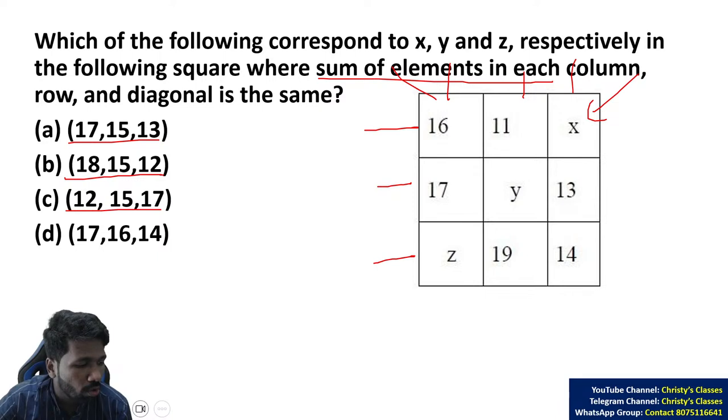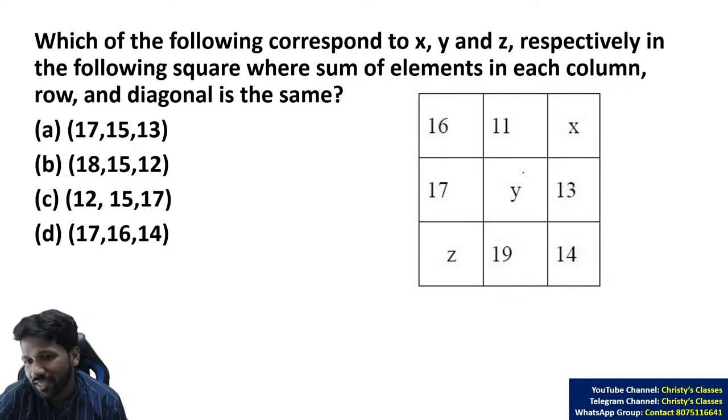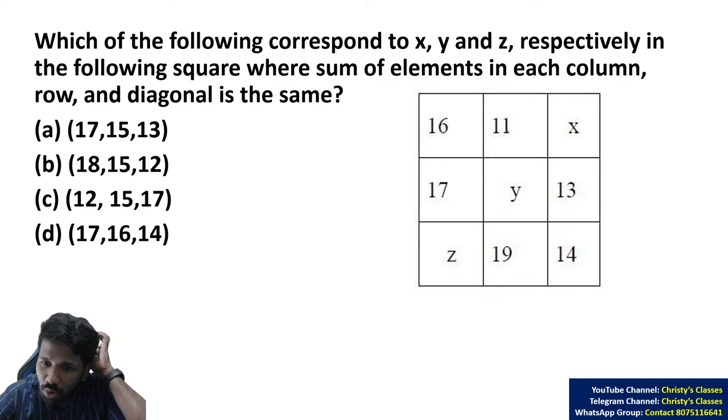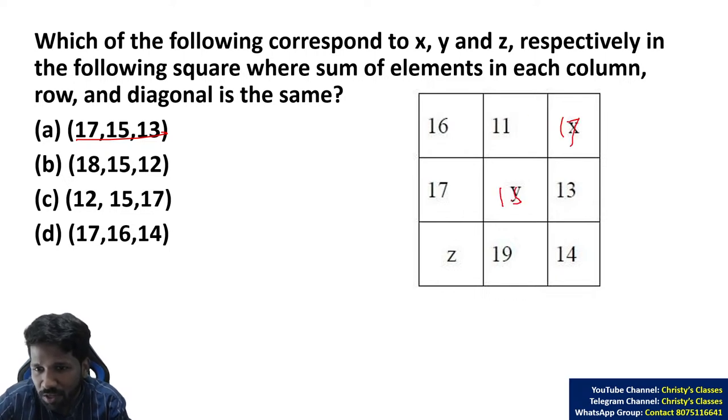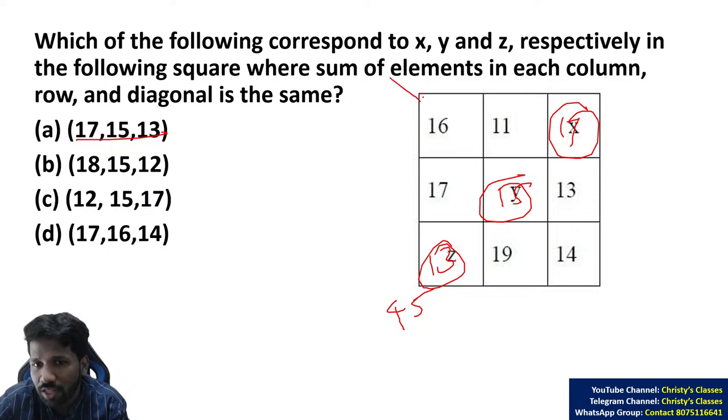So start from a row or column or diagonal where all elements are present. Let us check any row or column. No, every row, column or diagonal has at least one unknown element. That is why you can substitute the options and try, that will be better. If you substitute 17, 15, 13, here 17, here 15 and here 13, then 17, 15, 13 added gives 45. Now you have to check whether you are getting 45 for all other row, column and diagonal sums. 15, 14, 16 added also gives 45, that is correct.